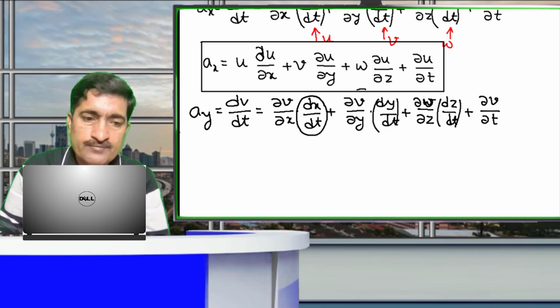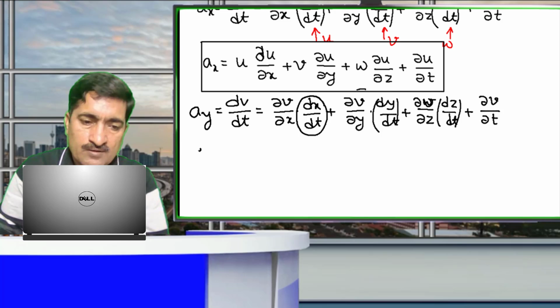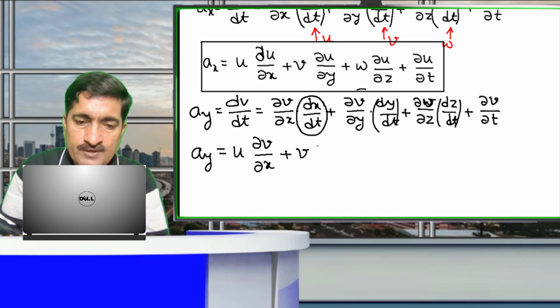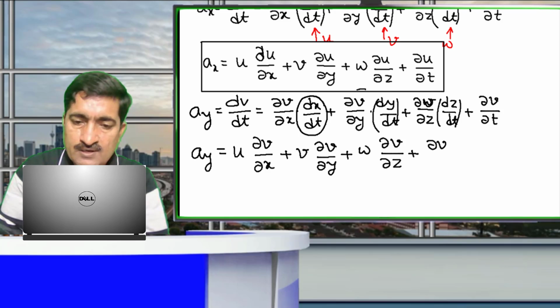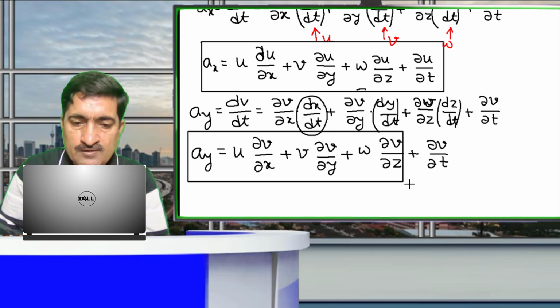Now it can be written as ay equal to u del v by del x plus v del v by del y plus w del v by del z plus del v by del t. This is the acceleration in y direction.